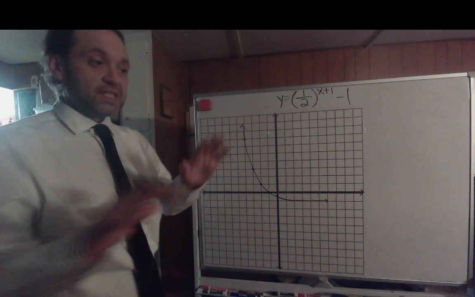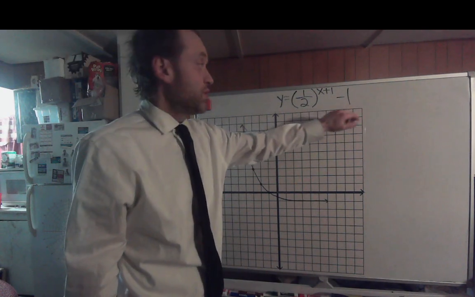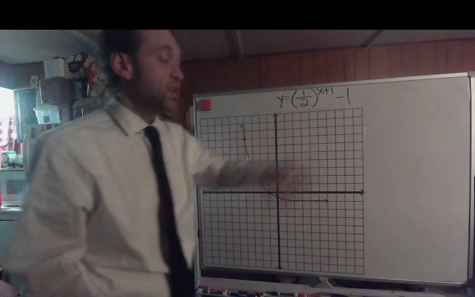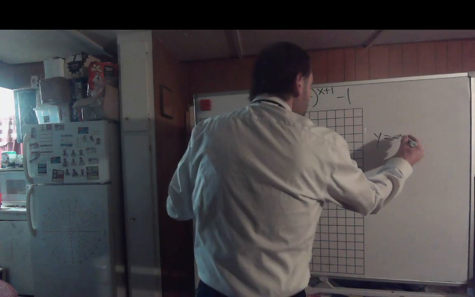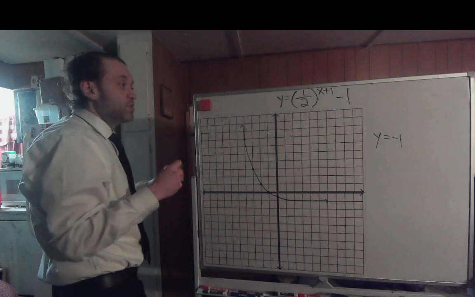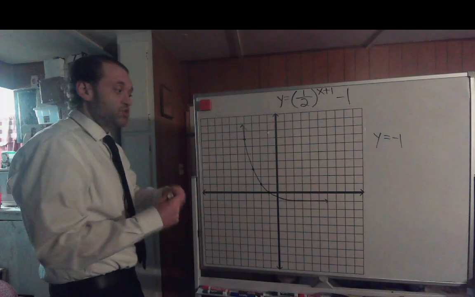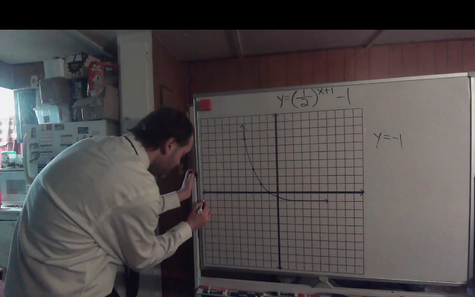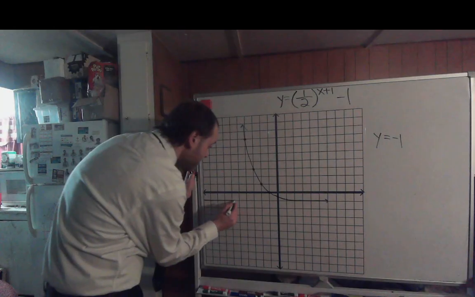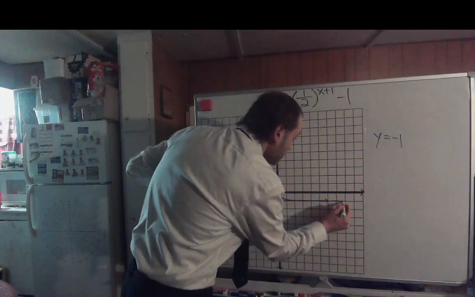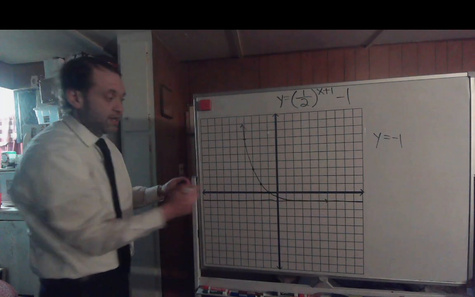So, just like with exponential growth, your vertical shift, whether up or down, is going to tell you that your horizontal asymptote, in this case, is y equals -1. That vertical shift is always your horizontal asymptote. So y equals -1 is your horizontal asymptote. You have literally shifted everything downward 1 unit. So here is your horizontal asymptote at y equals -1.